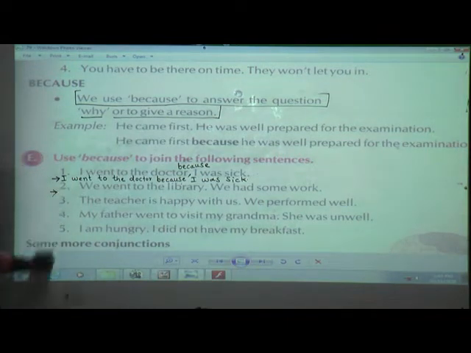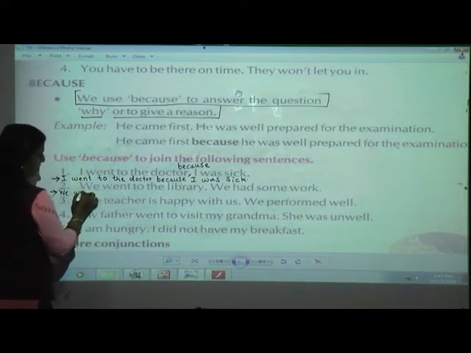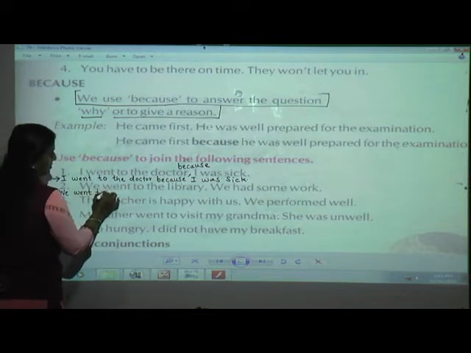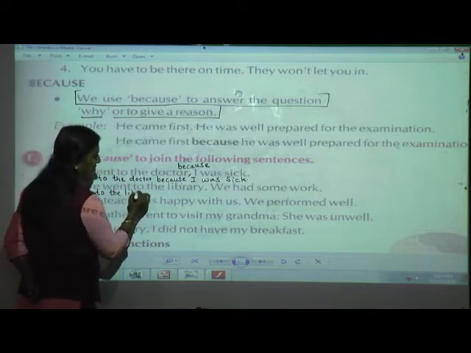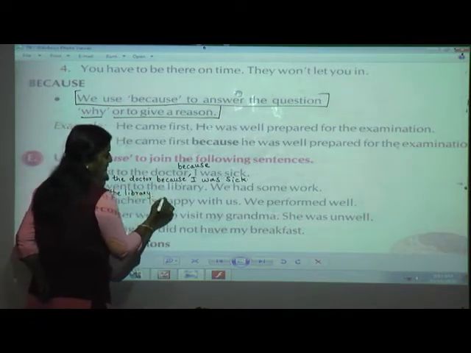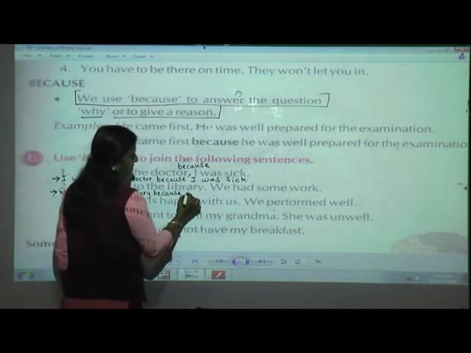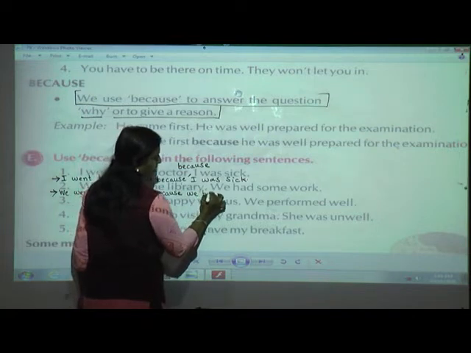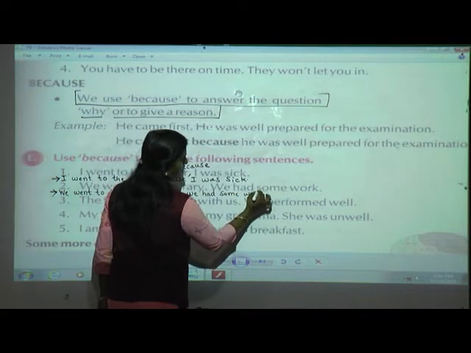Second, yes, we went to the library. Why we went to the library? There was some reason. Yes or no? Yes, we had some work. So, we went to the library. I can understand that there is no space for you. You can write in a small handwriting. No issues. Because we had some work.